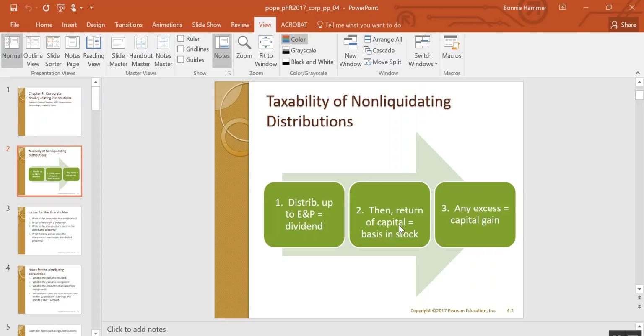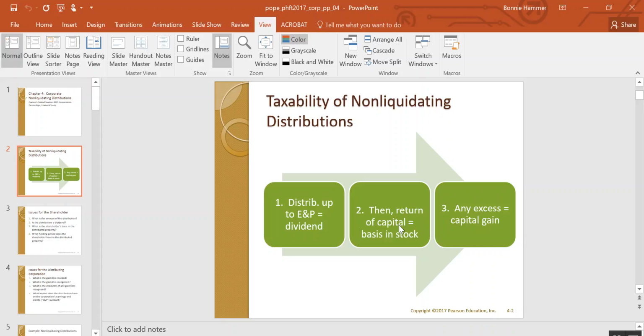However, if the distribution was $15 and we only have $10 in current E&P and we don't have any accumulated E&P, because remember we had a deficit of $50 at the beginning of the year, then only $10 of that $15 distribution would be considered a dividend, because that's our current E&P balance as of the end of the year. And you always look at current E&P as of the end of the year without regard to any distributions. So you don't reduce it yet by any distributions, and then you apply your distributions in pro rata order.